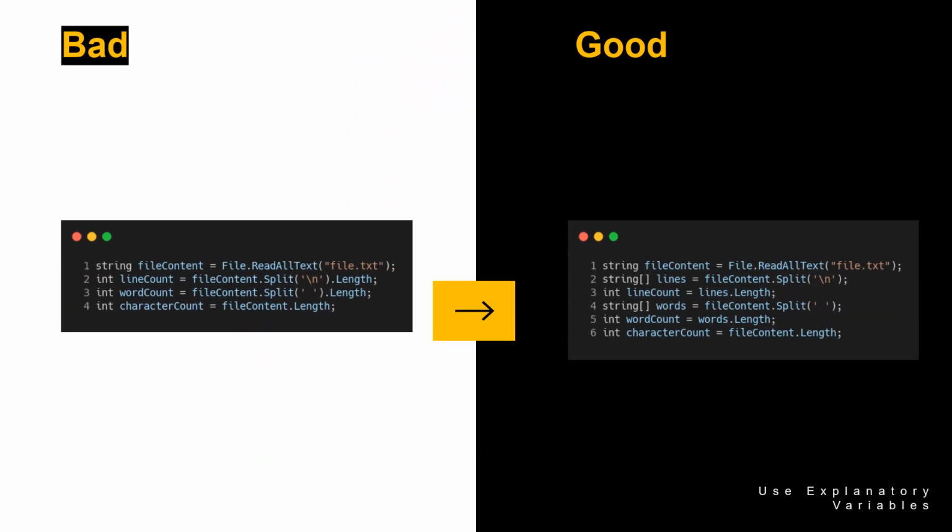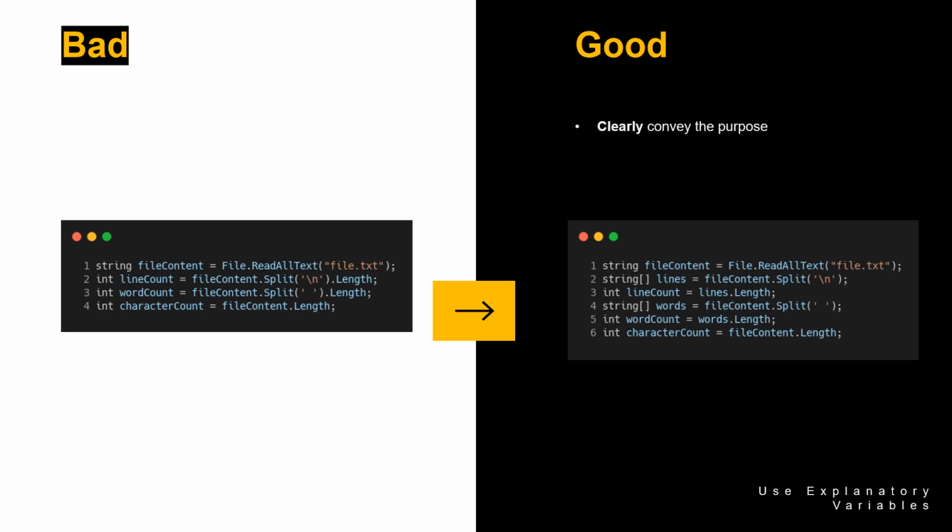Using explanatory variables is a good practice for C# developers because it can improve the readability and understandability of the code. By breaking the code up into intermediate values that are held in variables with meaningful names, you can clearly convey the purpose and intent of the code to other developers who may need to work with it in the future. First, look at the bad example.